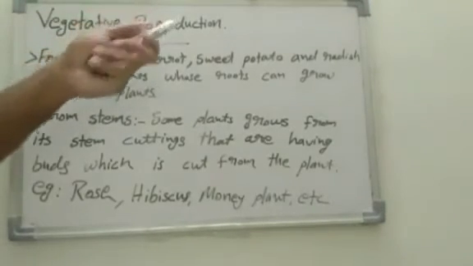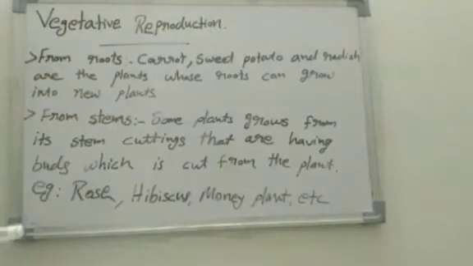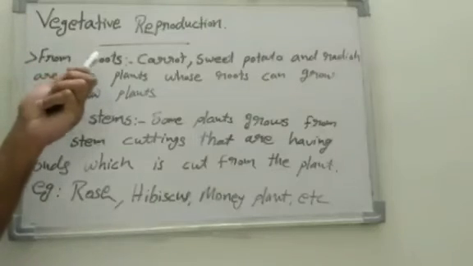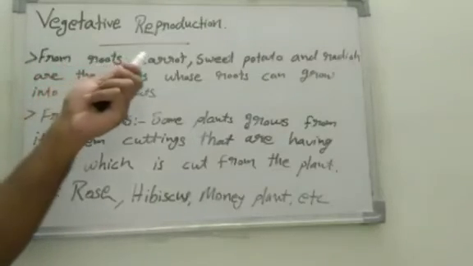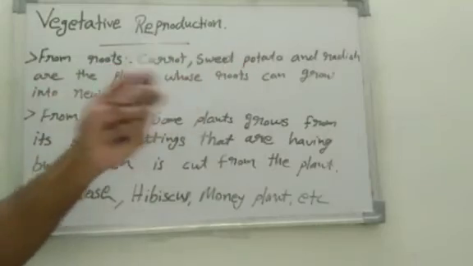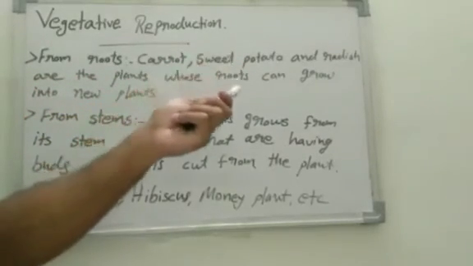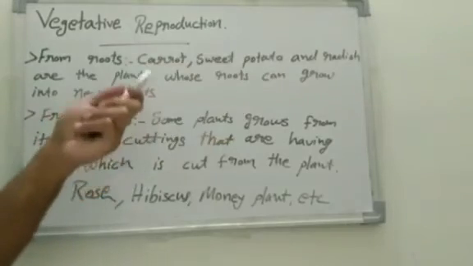Vegetative reproduction. What do you mean by vegetative reproduction? Growth of new plants from some other parts of plants other than seeds is known as vegetative reproduction. Then, from roots. Carrot, sweet potato and radish are the plants whose roots can grow into new plants.